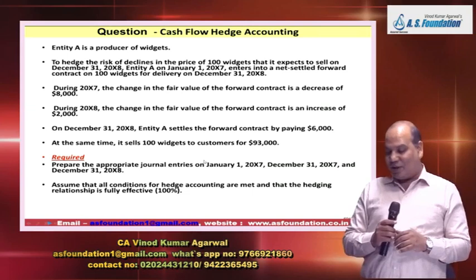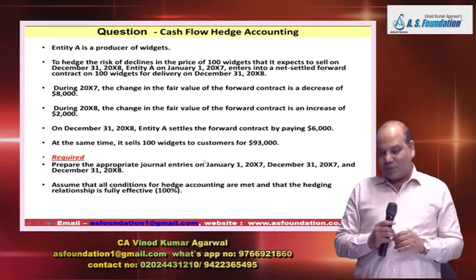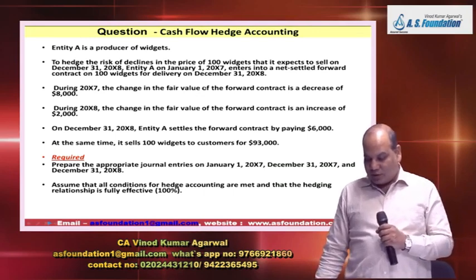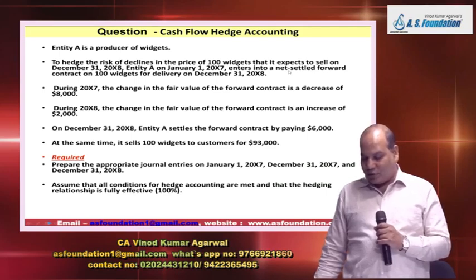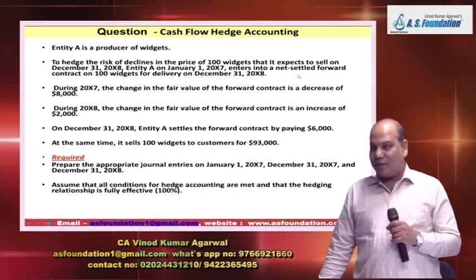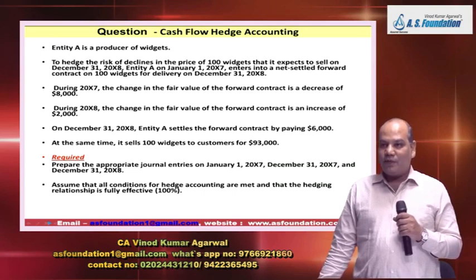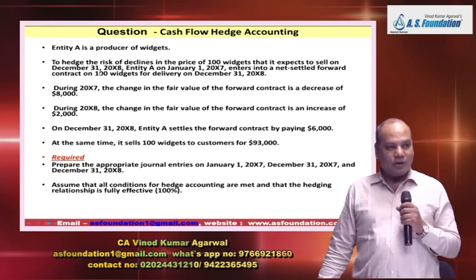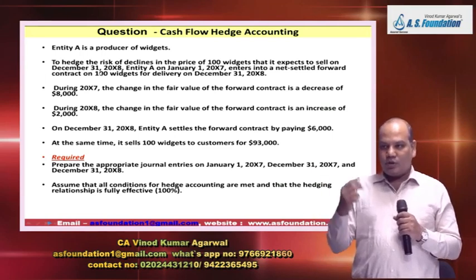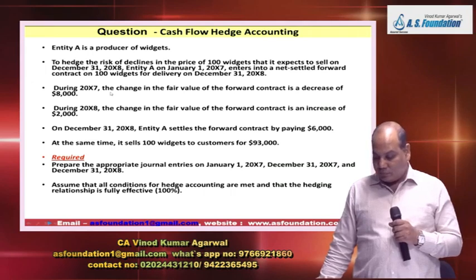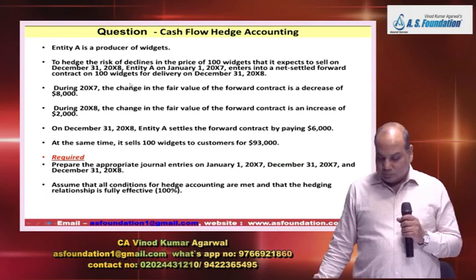To hedge the risk of decline in the price of 100 widgets that it expects to sell on December 31st, 2018, entity A on 1st January 2017 enters into a net settled forward contract. Net settled forward contract means a derivative. Net settled means only the net difference will be received or paid. The winner will get the difference, the loser will pay the difference. When was this contract entered into? 1st January 2017. When is it expected to sell these widgets? 31st December 2018, after a gap of 2 years. Assuming a forward contract is available for 2 years, practically it is a little difficult to get one, but still move ahead.